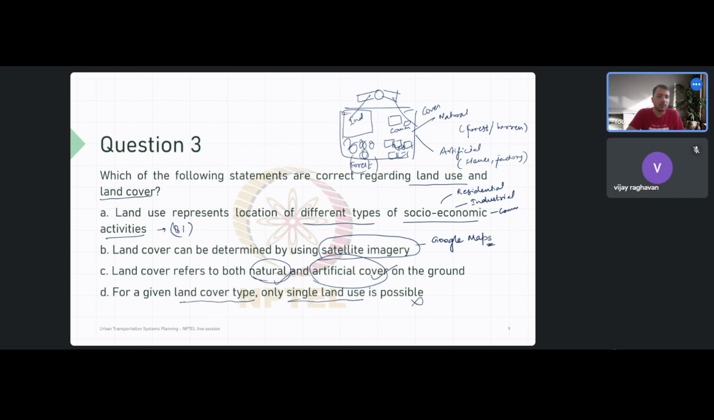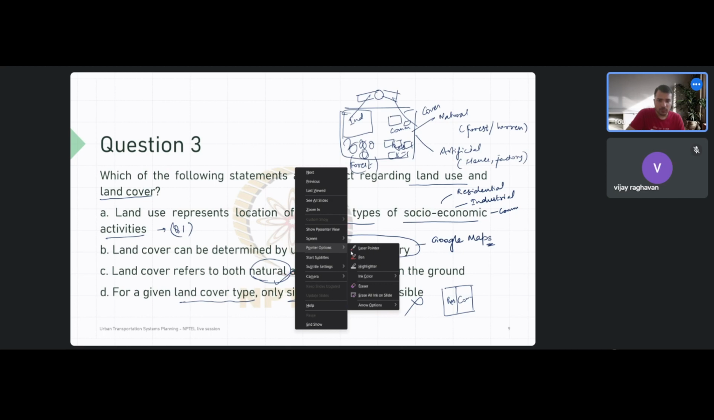So no, this is not correct because if we have a piece of land, we can easily divide it into, say, a residential land and a commercial land, half and half. Why should there be only a single land use? That is not correct because if we have a certain land cover, we can convert it based on our requirement. There is nothing like only single land use is possible.